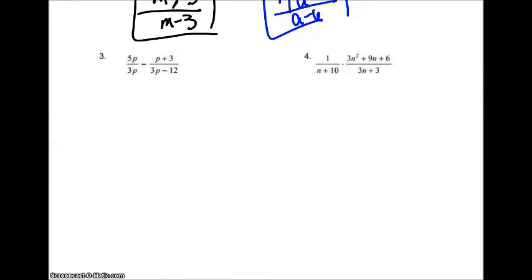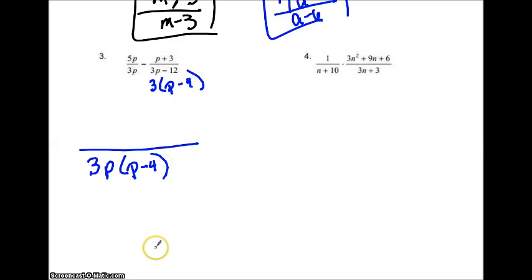Looking at number 3, we are subtracting, so we need to find a common denominator. First of all, I noticed that 3p minus 12 both divides by 3, and it leaves me p minus 4. So I draw my fraction, my common denominator. The first denominator just automatically gets written down. And then I look at the next one. Do I have a 3 written down? Yes. Do I have a p minus 4 written down? No. I have a p, but I don't have a p minus 4, and it's all or nothing. So p minus 4 goes there.